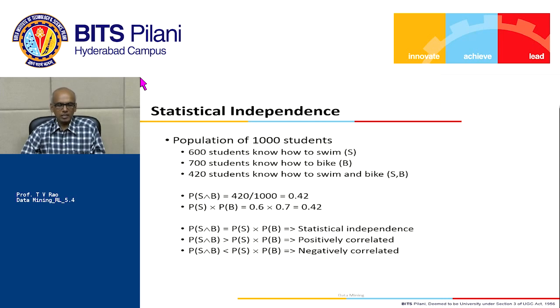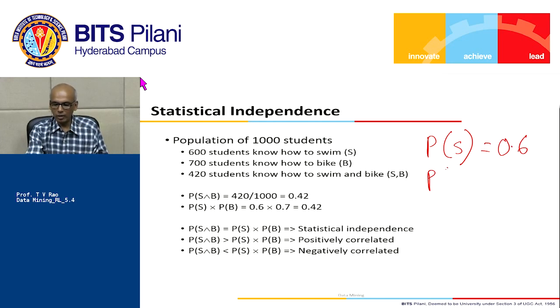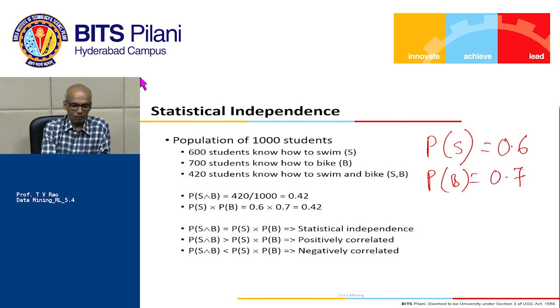And if you want to study the independence from a purely statistical point, we may use these probability measures. Let's say we have a population of 1,000 students. Out of them, 600 students know how to swim and 700 students know how to bike, and then 420 students know both how to swim and how to bike. So now the probability of a person knowing how to swim is equal to 0.6, and the probability of a person knowing how to bike is equal to 0.7. And then the probability of knowing both is equal to 0.42, which is 420 by 1000.